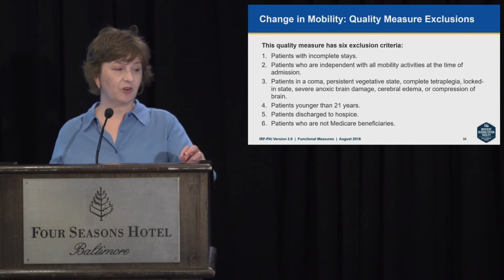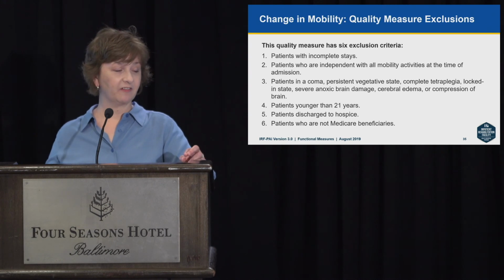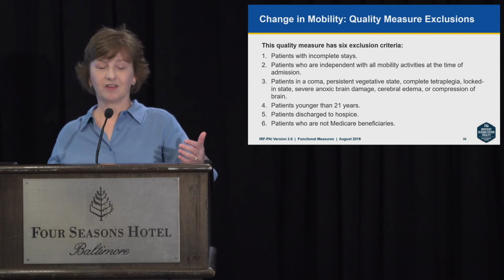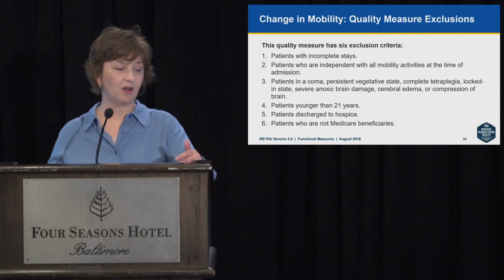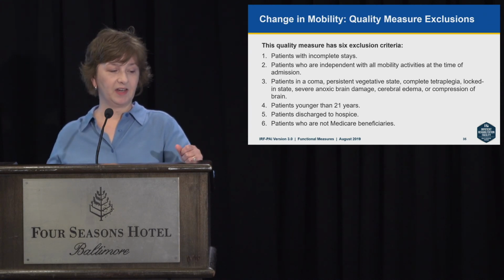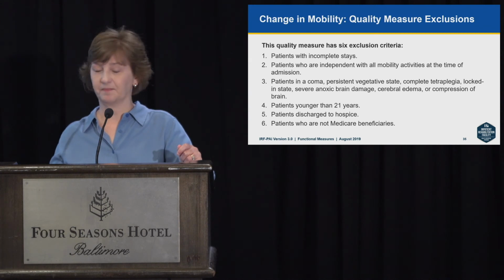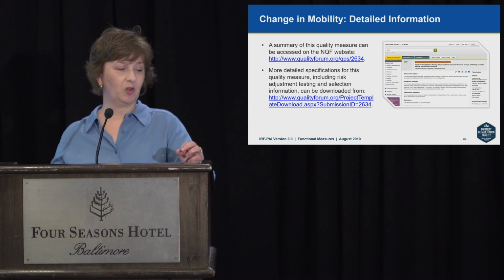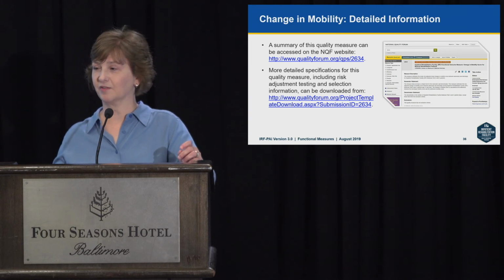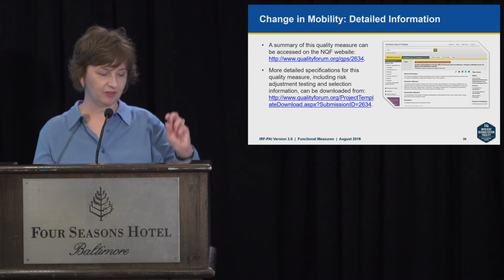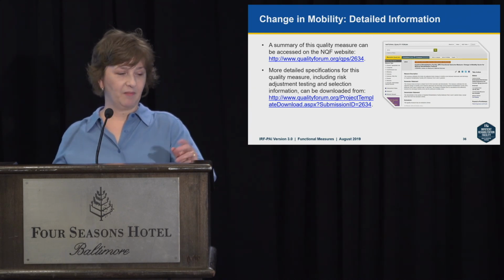Similar to the exclusion criteria that we talked about for the change in self-care measure, the 6 exclusion criteria are basically the same here. The biggest difference, obviously, is number 2, patients who are admitted independent, have a code 6, on all mobility activities at the time of admission. Again, if you're interested in details, you can go to the NQF website. This is measure 2634. I think if you go to this website, you have to do a disclaimer to actually get to this web page, but all the details are there.